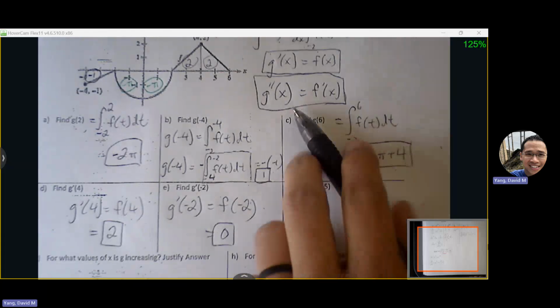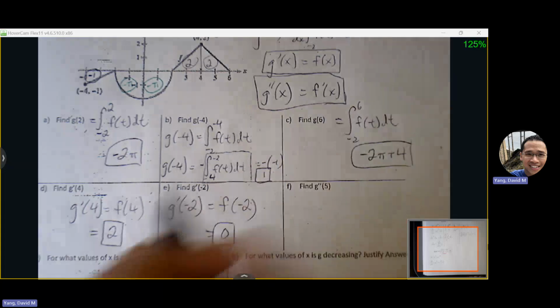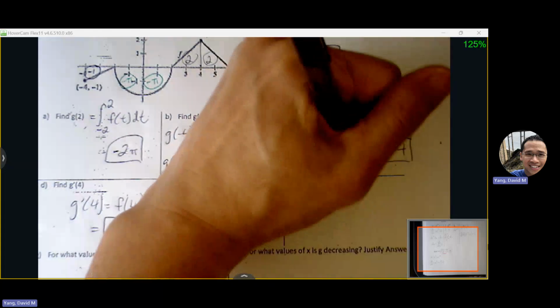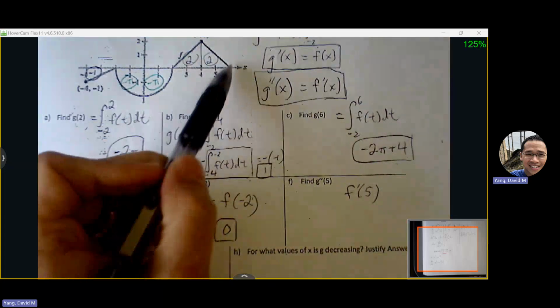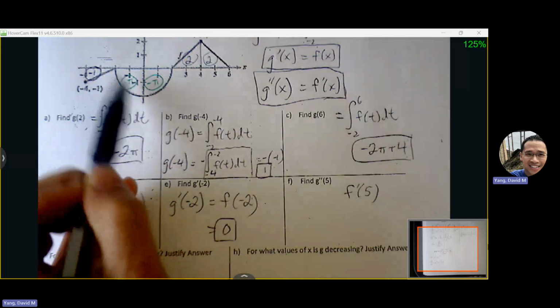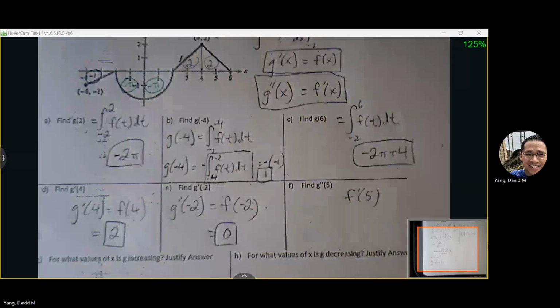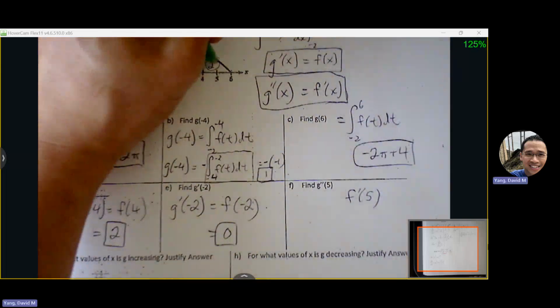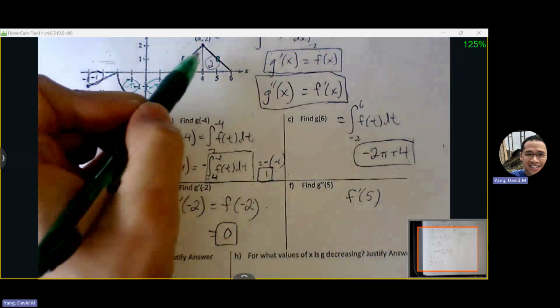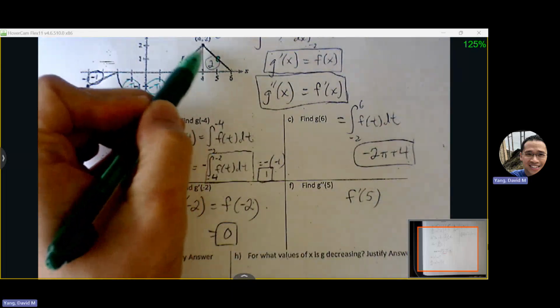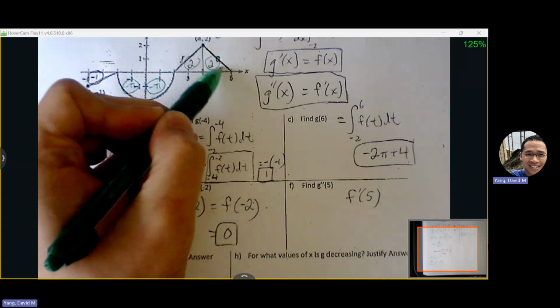G double prime of 5, the definition says, is f prime of 5. F prime of 5 is basically the slope of f. So at 5, my graph is here. I'm looking for the slope. This is a nice diagonal line. The slope of this line is just -1.